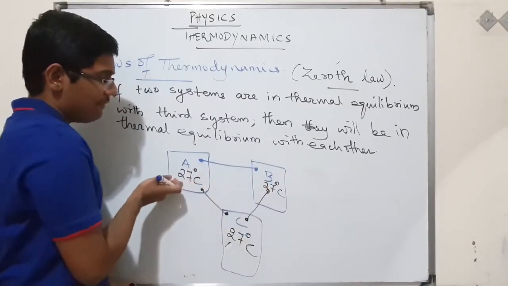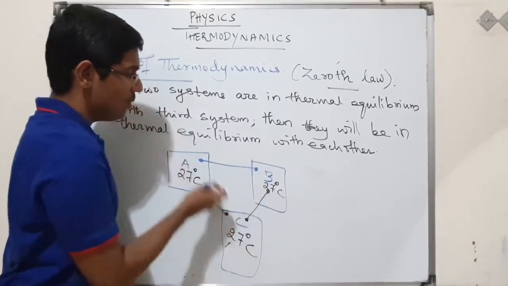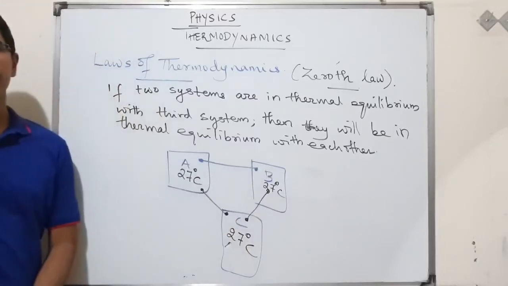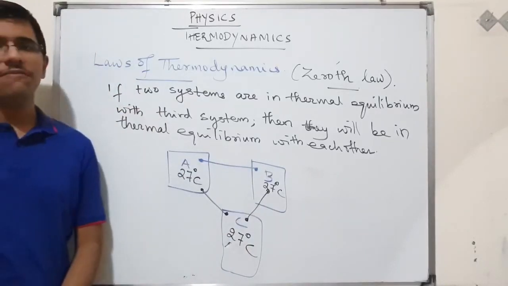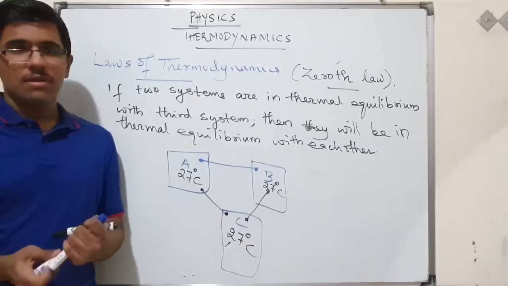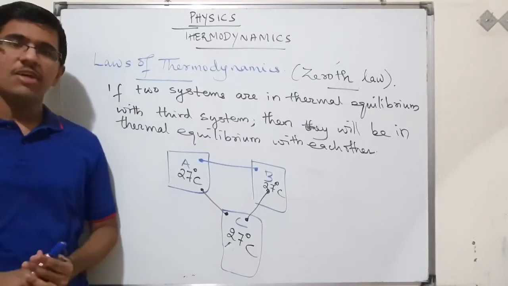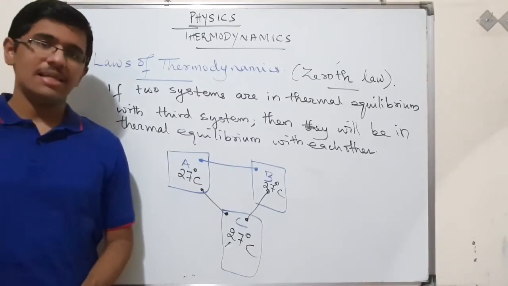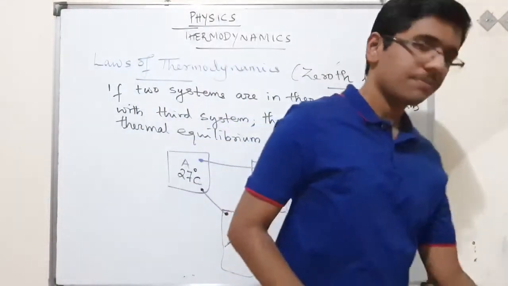Understood, right? If A equals C, and B equals C, then obviously A equals B. This is nothing but the zeroth law of thermodynamics. Now, I hope this was very easy. Now we will move to the first law of thermodynamics, which is very important.